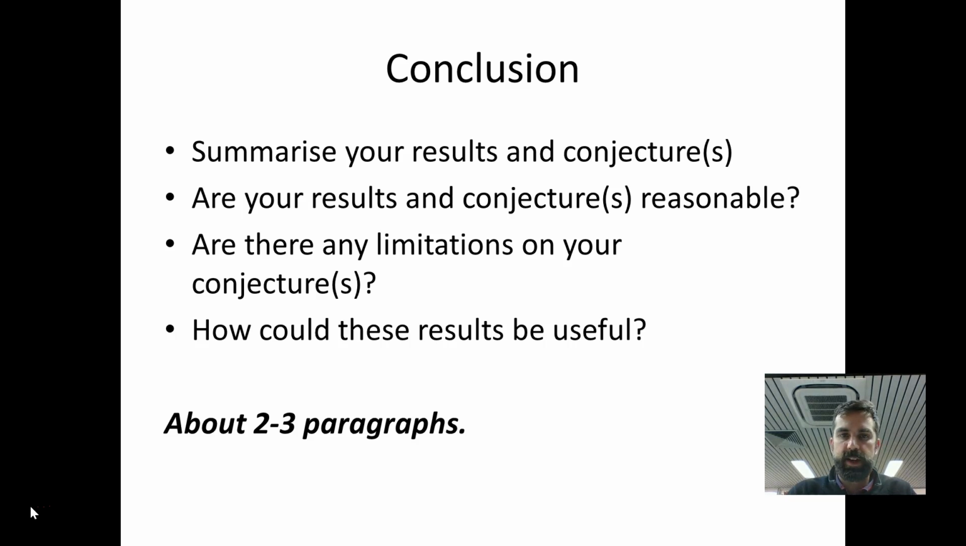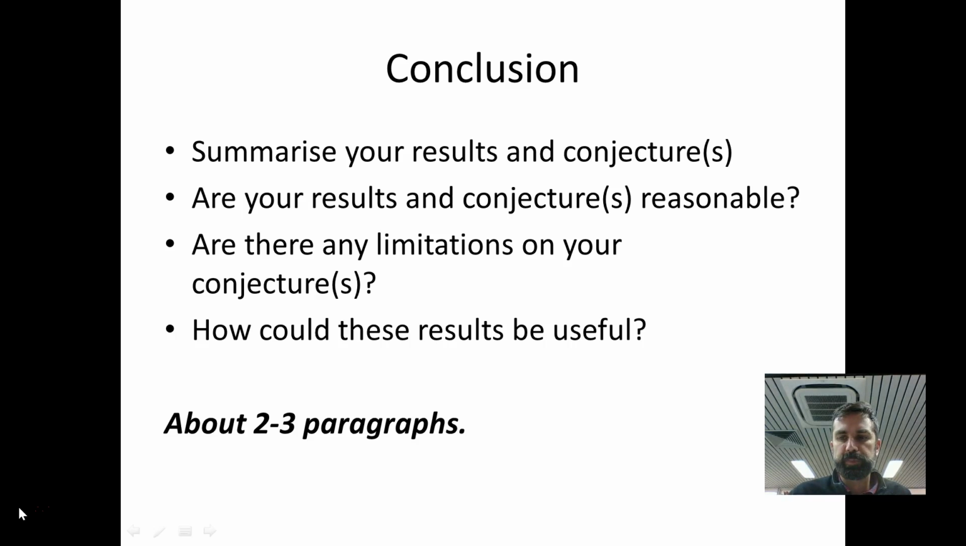So after you've done all of that, you need to write a conclusion. So this is about 2 to 3 paragraphs in total. You need to summarize your results and your conjectures that you came up with throughout the main body. So don't be afraid of repeating yourself. You can give that summary there, and it would probably be a really good idea to summarize that using a table. And then what I want you to do is discuss whether your results and conjectures are reasonable. Do they seem like they make sense?